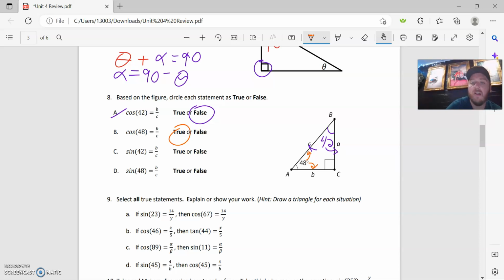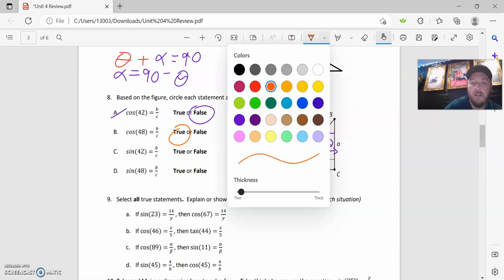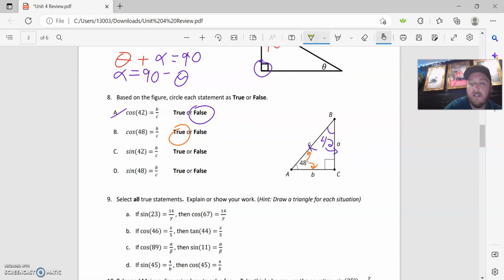Sine of 42, let's just keep rolling here. Sine of 42 is opposite, so B over C, which, yeah, checks out. That's what they're asking for.